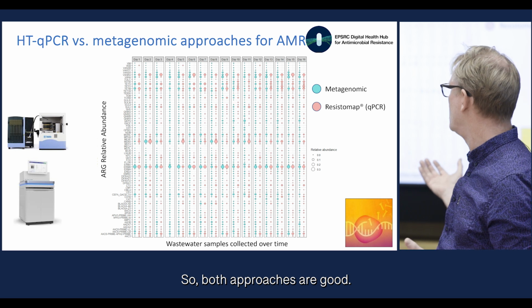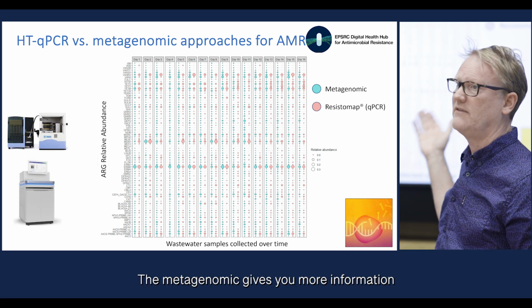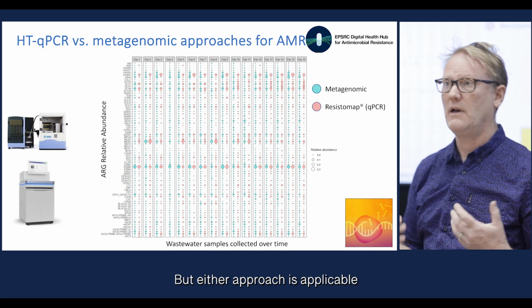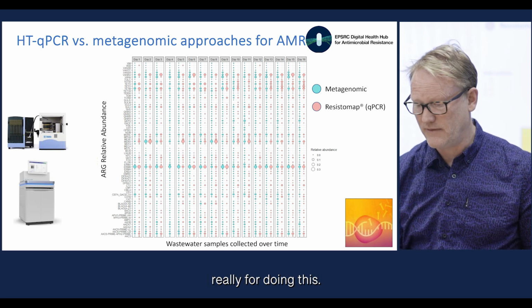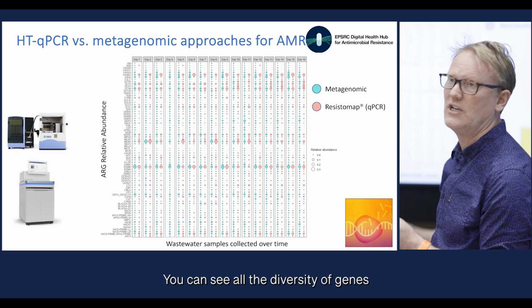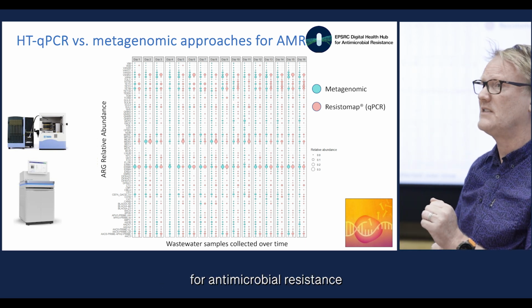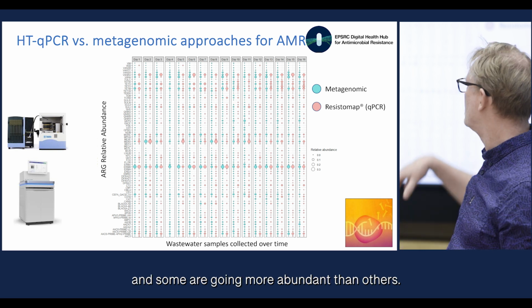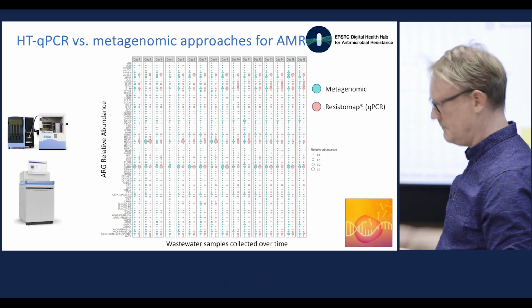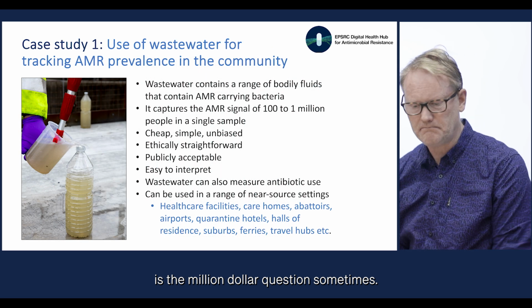So both approaches are good. As I said, the Resistomap is cheaper. The metagenomic gives you more information and more depth. But either approach is applicable for doing this. But this is just one idea. You can see all the diversity of genes that we're looking at here. We're never going to get a single number for antimicrobial resistance in the environment because there are so many, and some are more abundant than others. So which are the important ones is the million-dollar question sometimes.